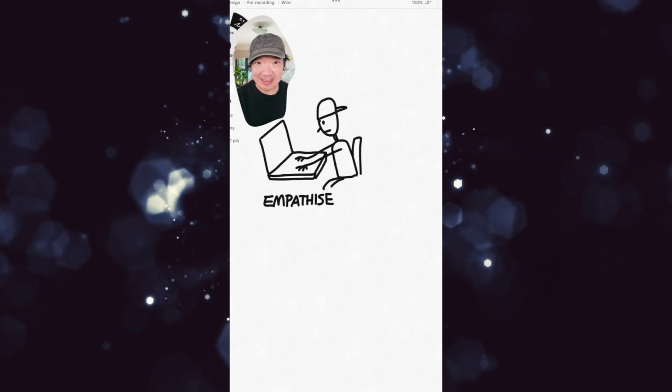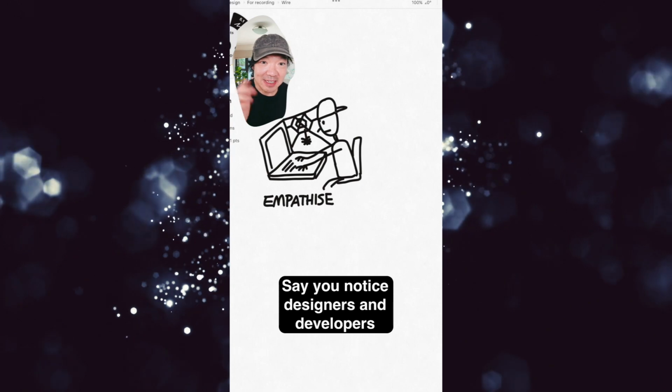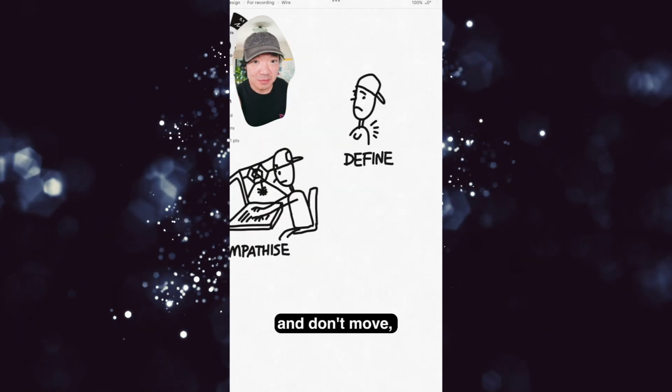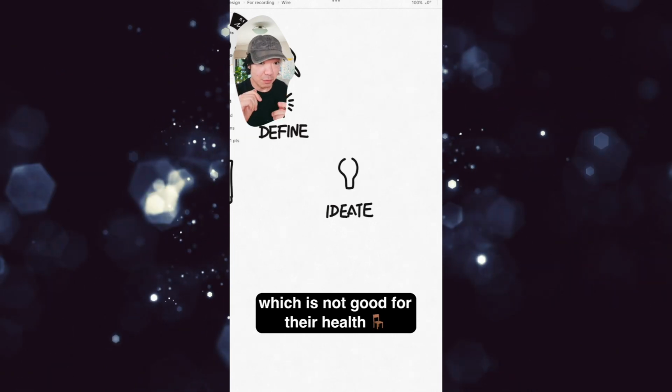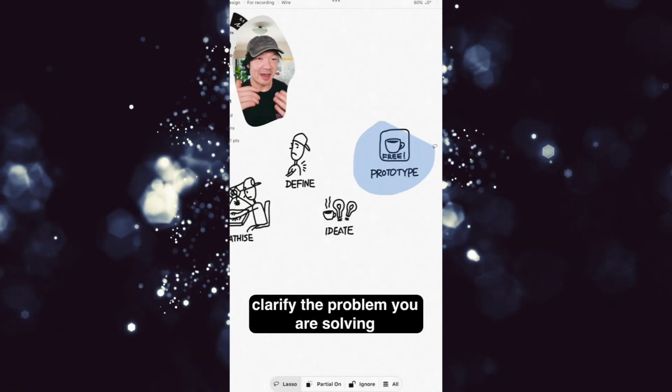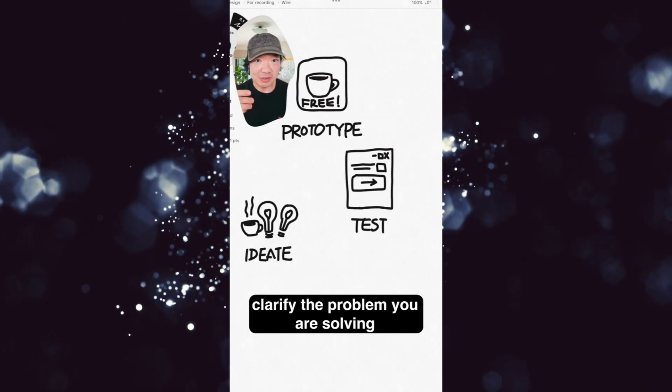Say you notice designers and developers tend to sit for a long time and don't move, which is not good for their health. You researched those people and clarified the problem you are solving.